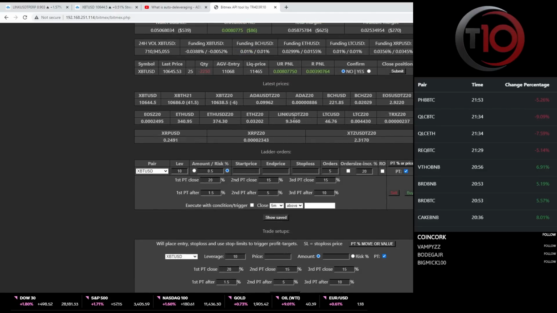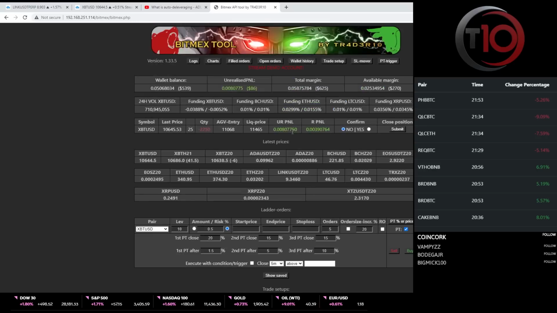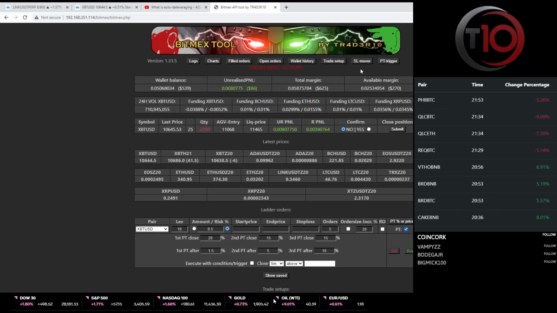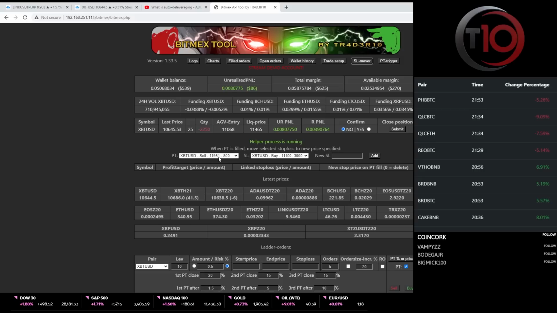So all these tools, setups, are just sending the orders to BitMEX. The exception is the stop loss mover. This one will monitor and wait for a profit target to be hit. I can select a profit target I want to get hit, select the stop loss to move, and select the new stop loss price.